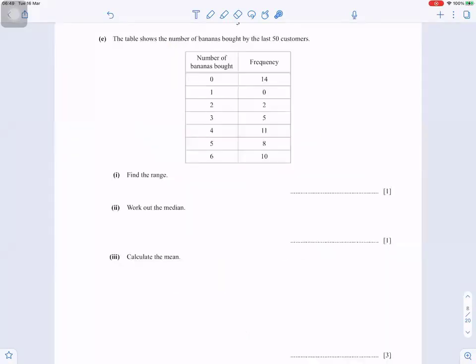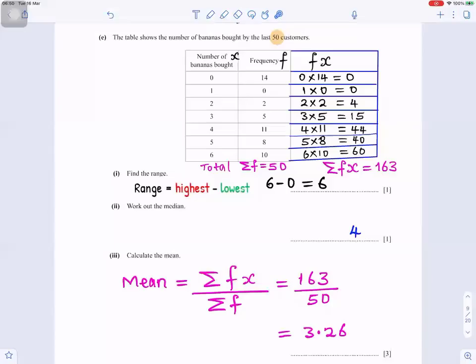So that's question 3E. The table shows the number of bananas bought by the last 50 customers. Number of bananas bought, frequency. 0 bananas, 14 people. And for example, 6 bananas were bought by 10. So find the range, work out the median, calculate the mean. So you can press pause and have a go at it, and then you come back and check your answer with mine.